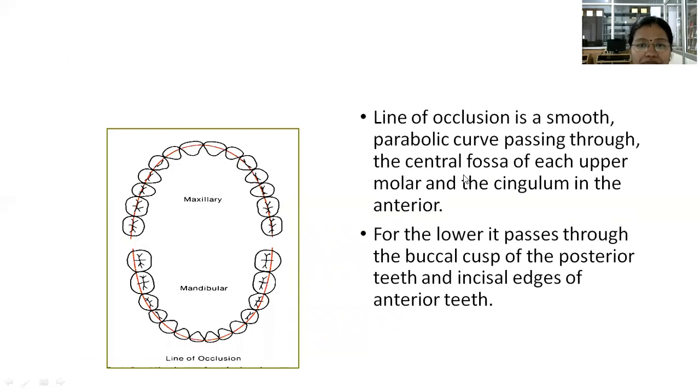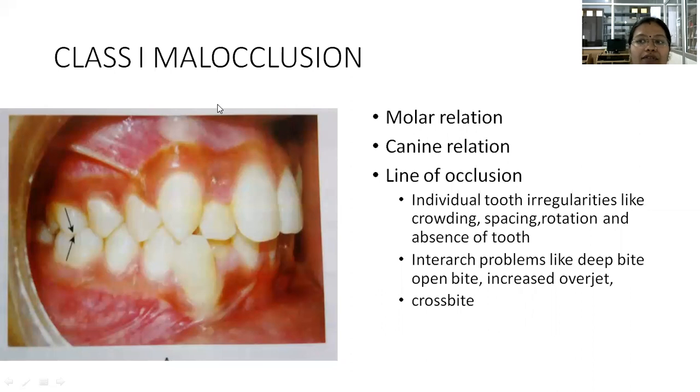So here, as I said, is the line of occlusion for the maxilla and the mandible. The first is the Class 1 malocclusion. In Class 1, the molar relation is that the mesiobuccal cusp of the upper first molar should lie in the mesiobuccal groove of the lower permanent mandibular molar. This is Angle's Class 1. Again, the canine relation: the mesial slope of the maxillary canine should occlude with the distal slope of the mandibular canine. So this is the canine relationship.